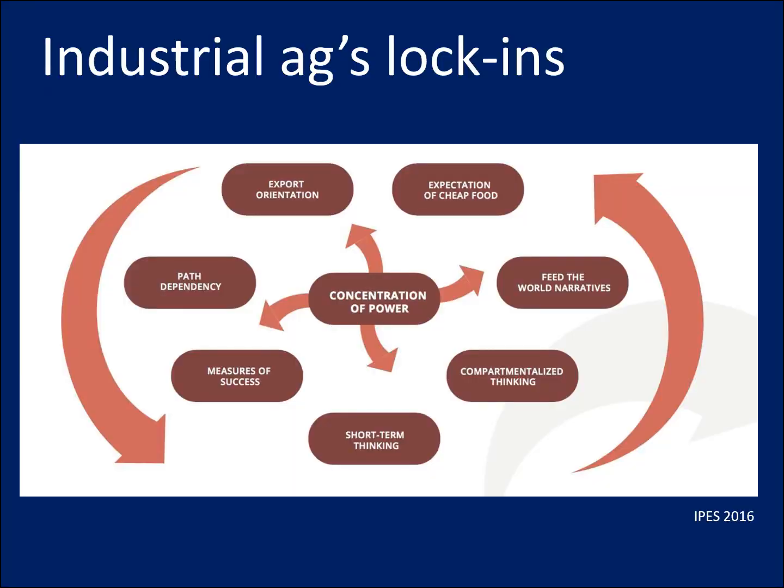That power is embodied by a network of lock-ins that positively reinforce each other. Feed the world narratives, compartmentalized thinking, export economics, etc. Value accrues, to quote the International Panel of Experts on Sustainable Food Systems, "to a limited number of actors, reinforcing their economic and political power, and thus their ability to influence the governance of food systems." That is, contrary to eco-modernist thinking, modes of production are not divided from relations of production. Technology here helps reproduce capital power.